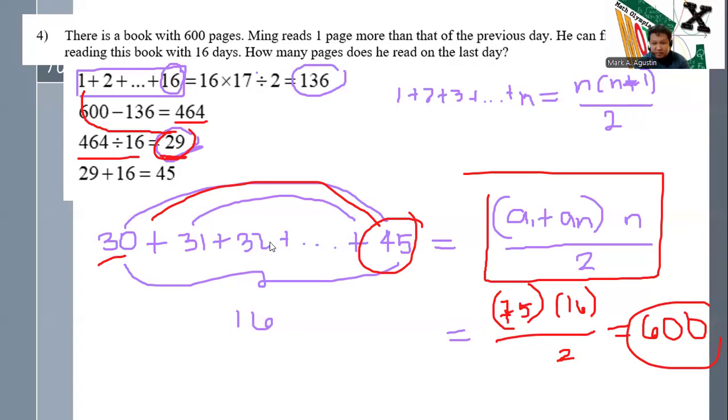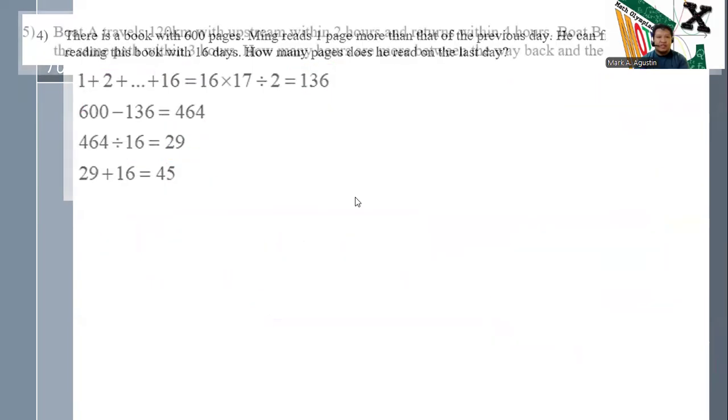Thank you. Okay. Any question clarification for that one? Okay. If there's no question for that one, let's try to move forward to question number 5.